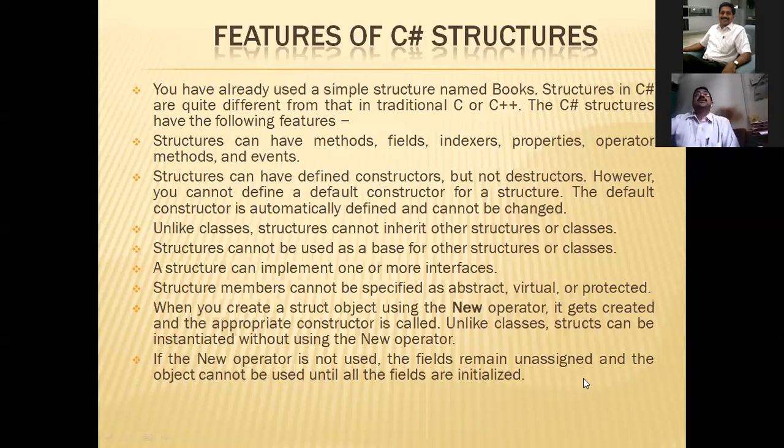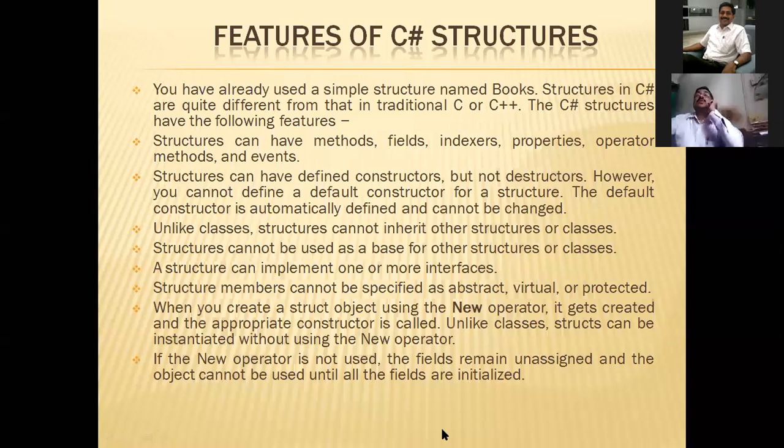So these are the different features of C# structures. In a structure, we can use methods, fields, indexers, properties, operator methods, and events. We can use constructors but not destructors, and we can define the default constructor outside of the structure. Unlike classes, a structure cannot be inherited by other structures or classes. A structure cannot be used as a base class for other structures or classes. A structure can implement one or more interfaces.